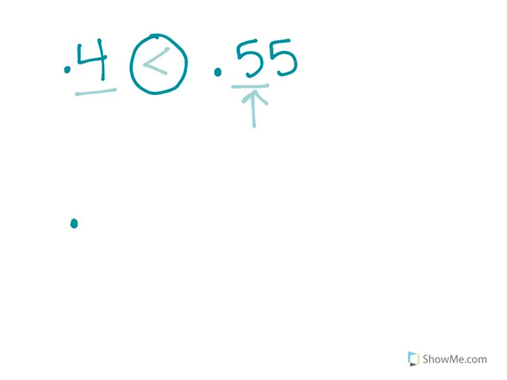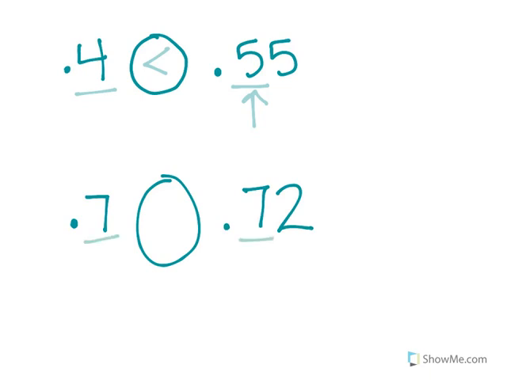You can see that again right here. What if I gave you 0.7 and I want you to compare it with 0.72? Well, I look at my tenths place first. They're both the same. Then I look at my hundredths place. There is an imaginary 0 here. So which one's bigger in the hundredths place, 0 or 2? 2 is bigger, so in the end, 0.72 would have been the biggest.